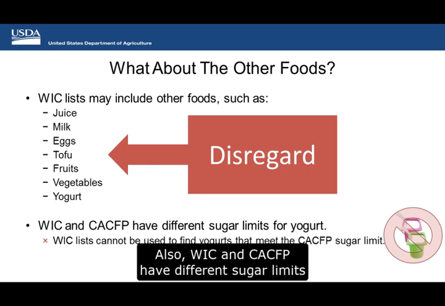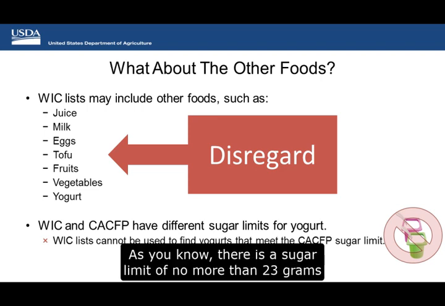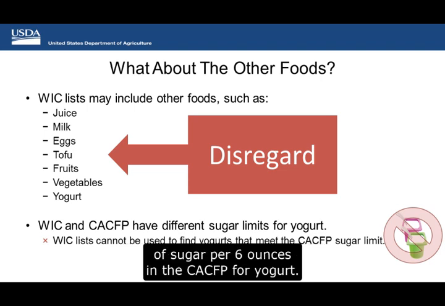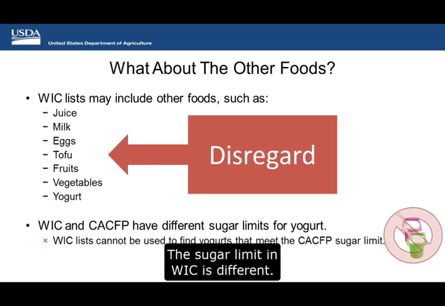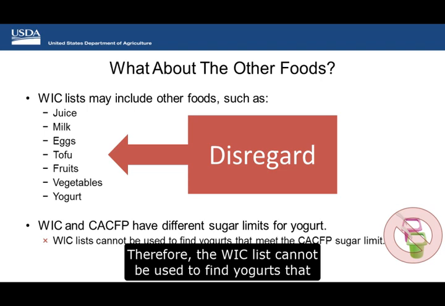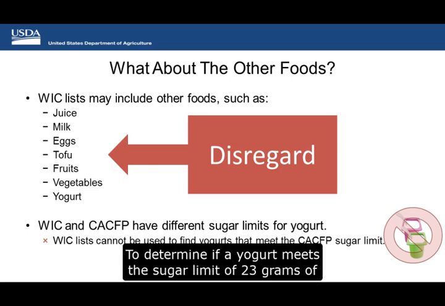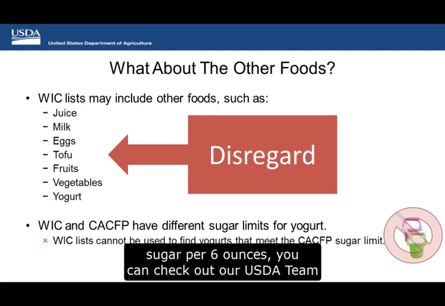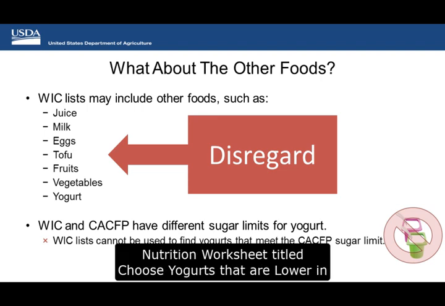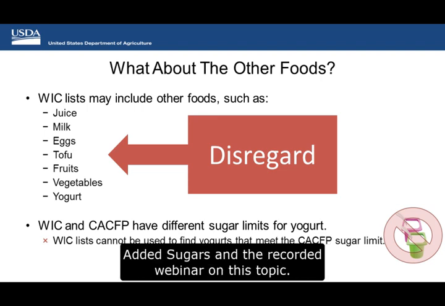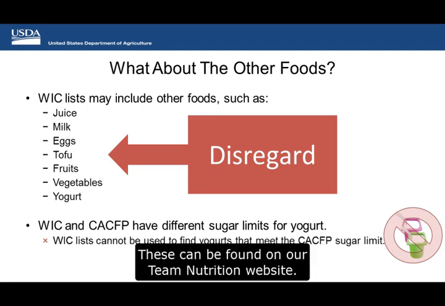Also, WIC and CACFP have different sugar limits for yogurt. As you know, there is a sugar limit of no more than 23 grams of sugar per 6 ounces in the CACFP for yogurt. The sugar limit in WIC is different. Therefore, the WIC list cannot be used to find yogurts that meet the CACFP sugar limit. To determine if a yogurt meets the sugar limit of 23 grams of sugar per 6 ounces, you can check out our USDA Team Nutrition worksheet titled Choose Yogurts That Are Lower in Added Sugars, and the recorded webinar on this topic. These can be found on our Team Nutrition website.